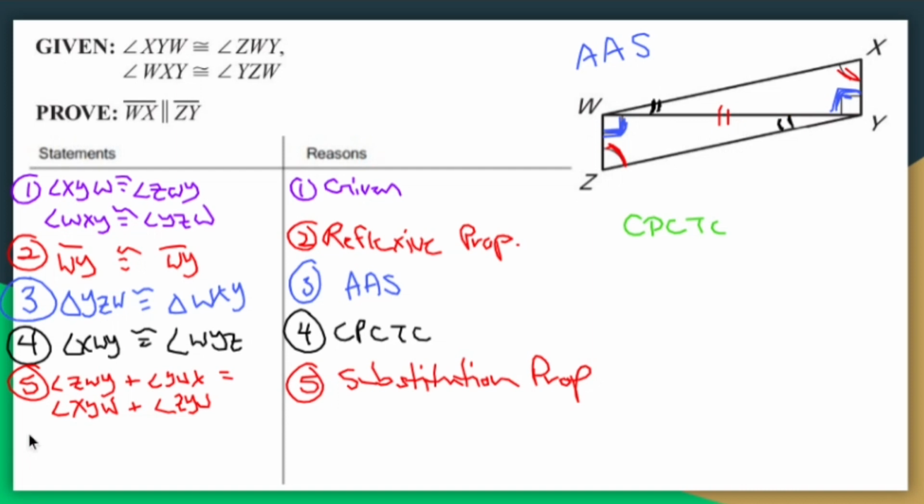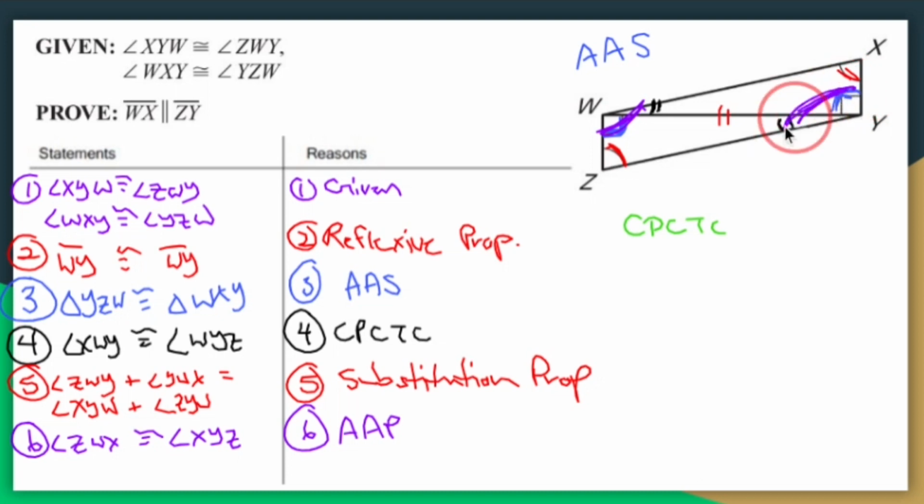Maybe let's add one more step. Let's say ZWX is congruent to XYZ. And the reason for that is the angle addition postulate. One letter away from a retirement plan, AARP. And now that we know that, these two angles are all completely the same, these two guys are the same as these two guys, now that we know that, I can say that this is parallel to that. Thus, finishing my proof, let's get a different color. I can say that WX is parallel to ZY, and that's definition of alternate interior angles.